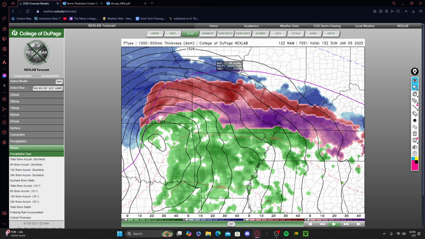The red lines and the purple lines here are thickness, which I have not yet learned how to use, but I do know they're important for wind casting. Here you can see precipitation type. Blues are going to be snow.